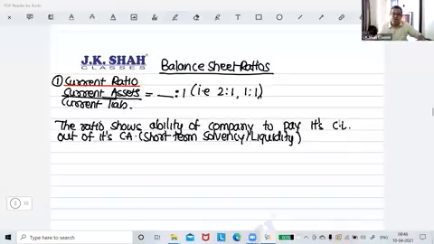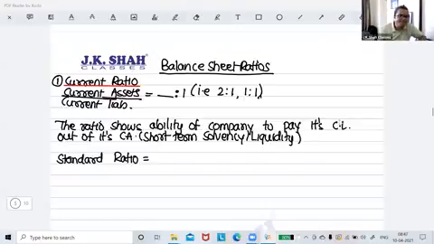Now this ratio comes with a standard ratio, meaning the desired ratio. So what is the standard ratio? Any idea? Some people have this idea also. Most of your answers are correct, almost all, except two students. The standard ratio is 2 is to 1. Some people have written 1 is to 1, not 1 is to 1. The standard ratio is 2 is to 1.